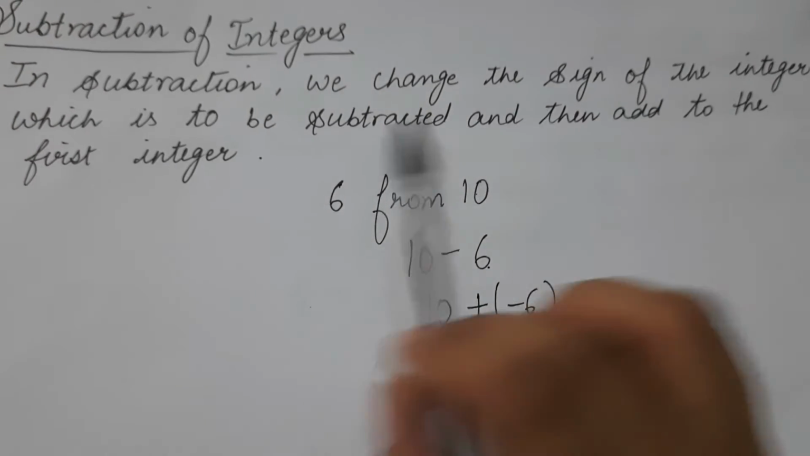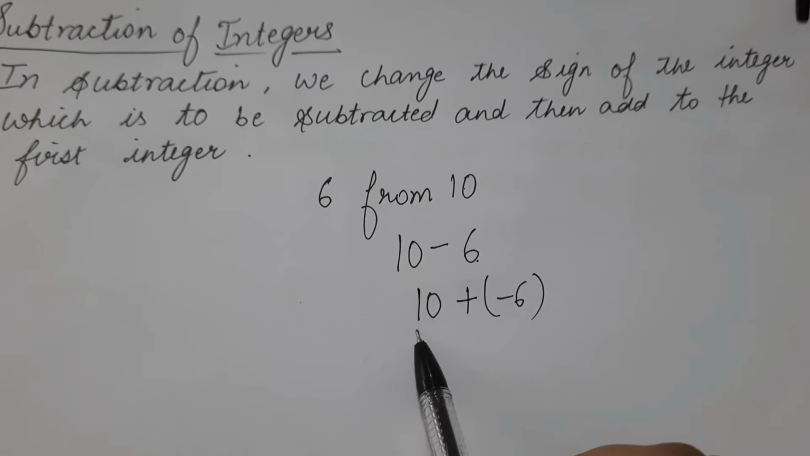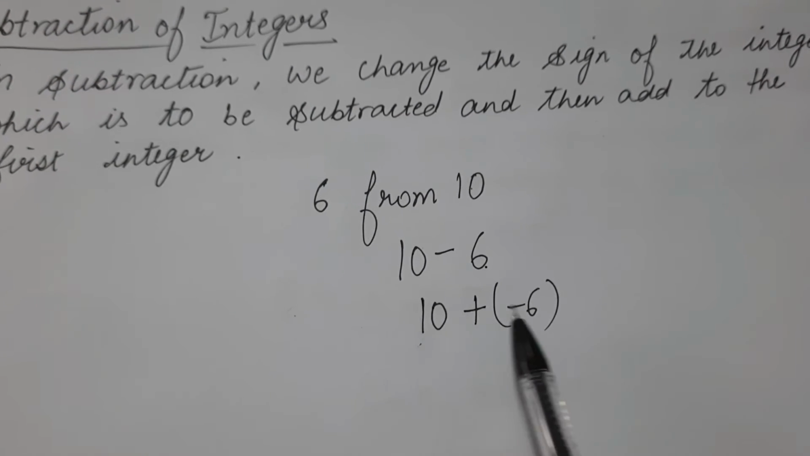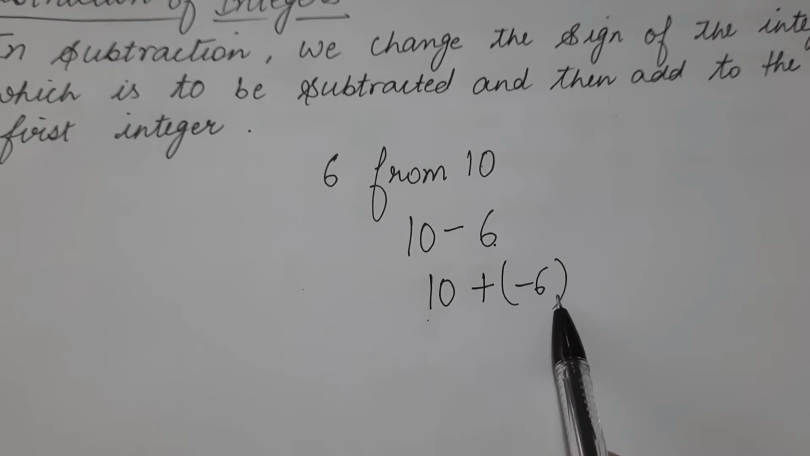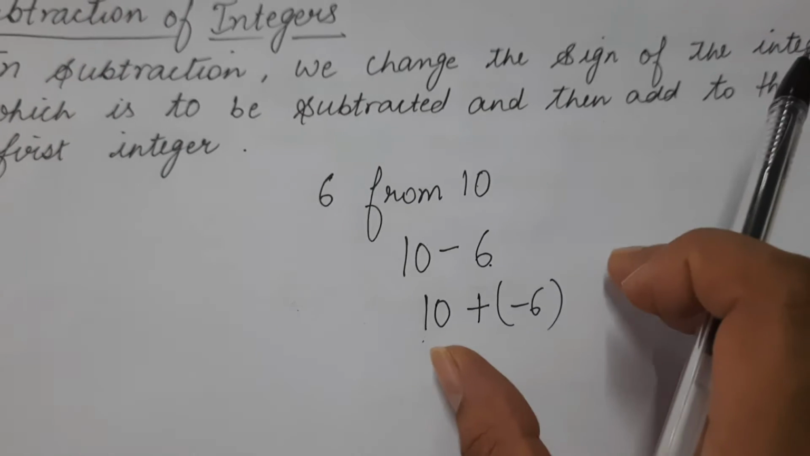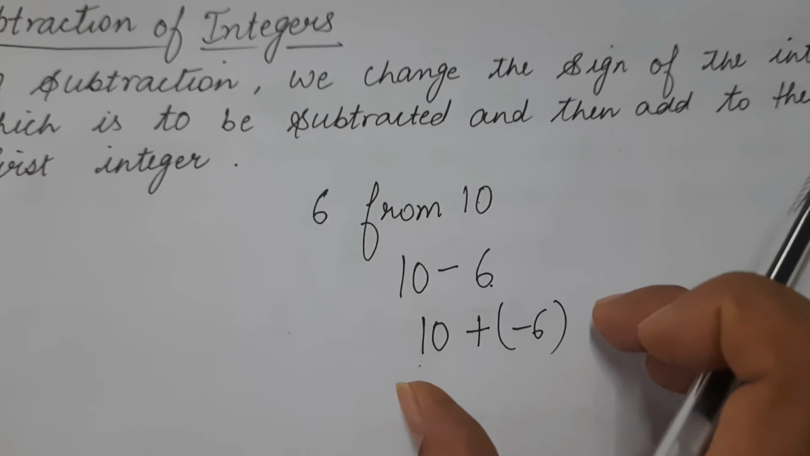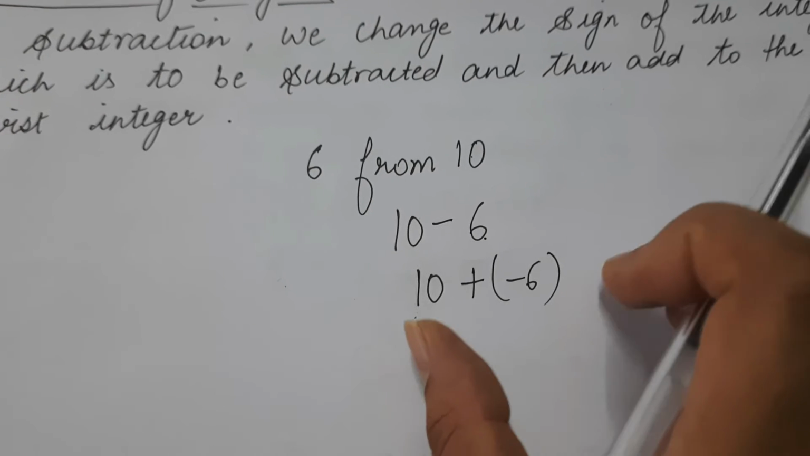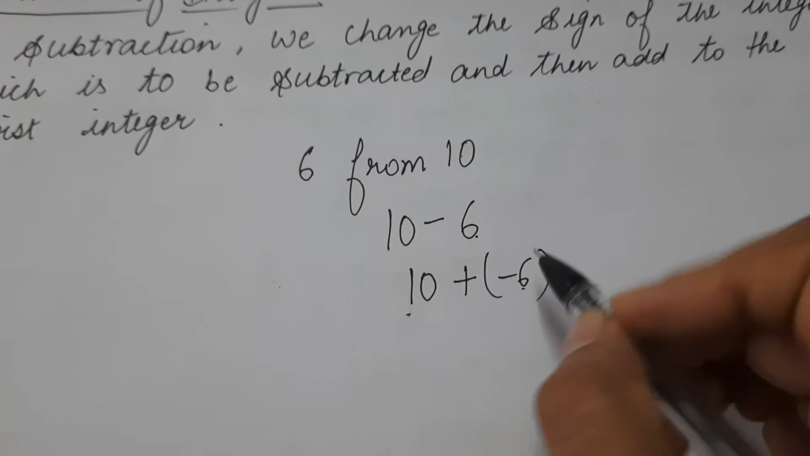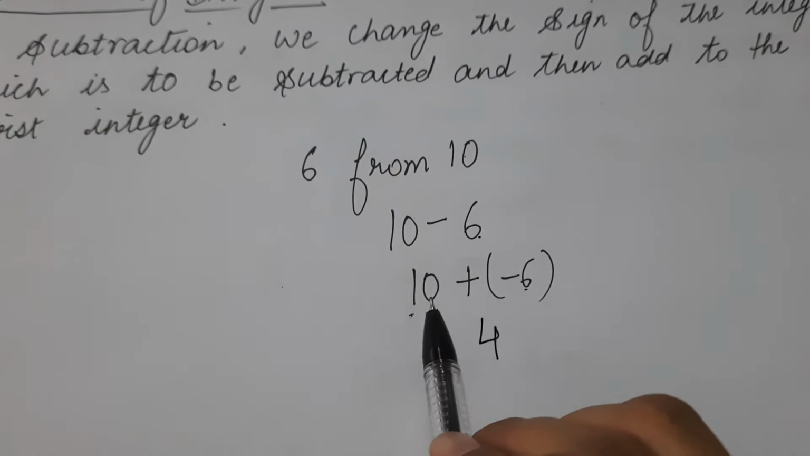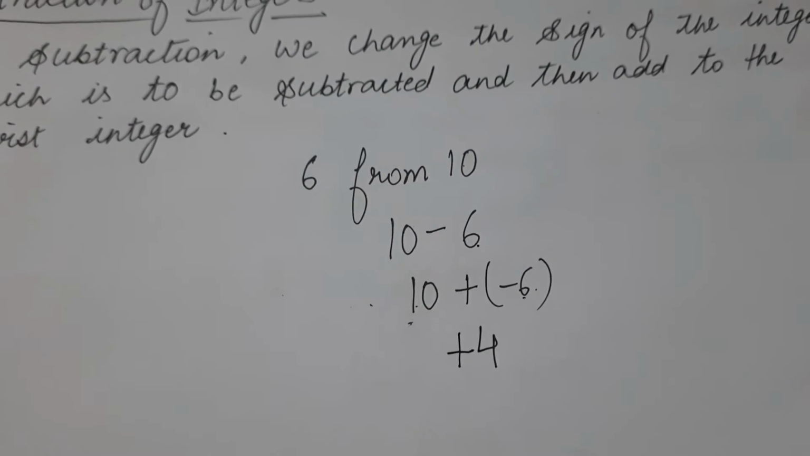Okay, we change the sign of the integer which is to be subtracted and then add to the first integer. Now both the integers are to be added, and both the integers have which sign? Opposite sign. So if the integers have opposite sign, then what we do, we subtract the integers and sign will be of the integer of greater absolute value. So we will subtract 10 and 6, it will be 4, and here 10 is greater than 6 and 10 is positive, so your answer will be plus 4.